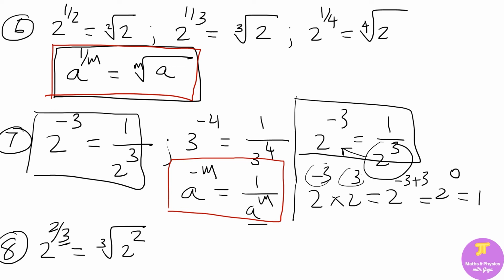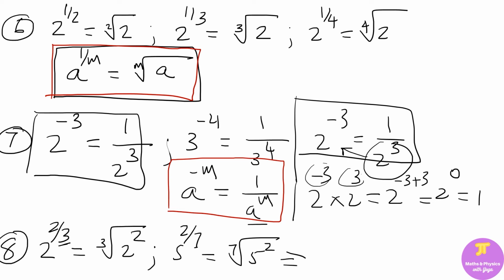So how do you read this? The cube root of 2 to the power 2. For example, another one, 5 to the power 2 over 7. This can be rearranged as 5 to the power 2, but the 7 becomes the 7th root.